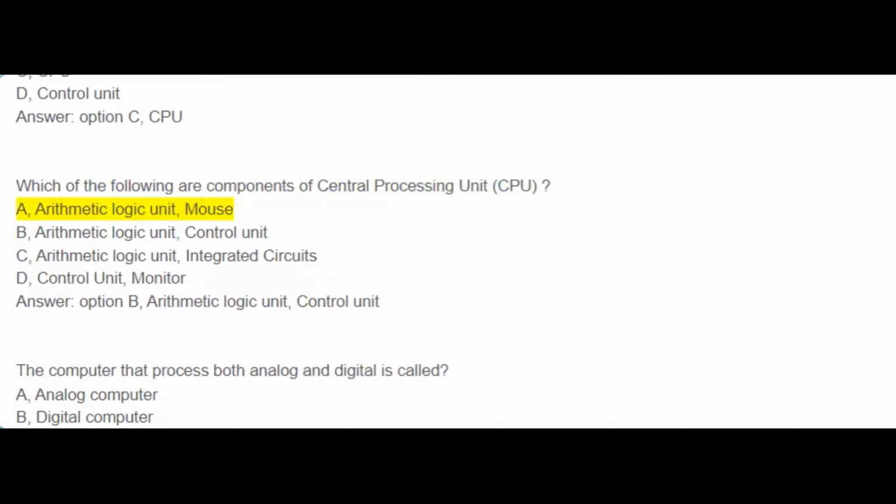Which of the following are components of Central Processing Unit CPU? A. Arithmetic Logic Unit, mouse. B. Arithmetic Logic Unit, control unit. C. Arithmetic Logic Unit, integrated circuits. D. Control unit, monitor. Answer. Option B. Arithmetic Logic Unit, control unit.